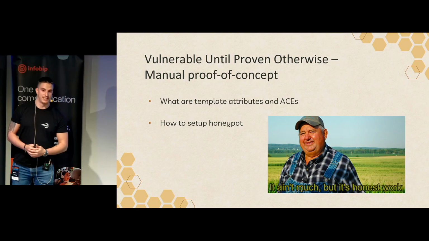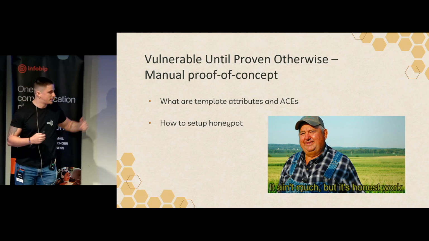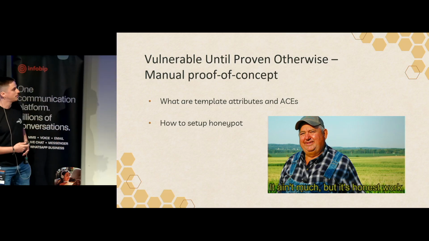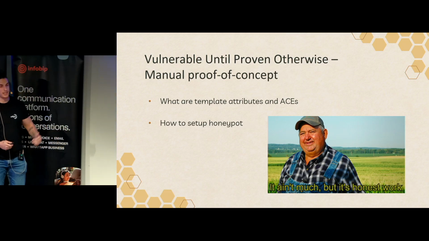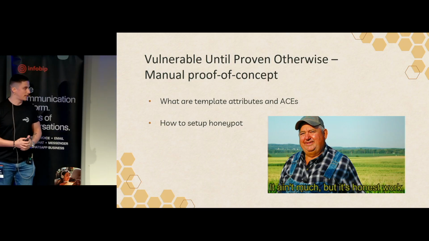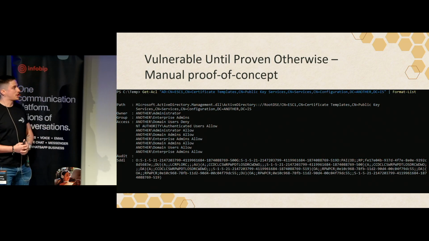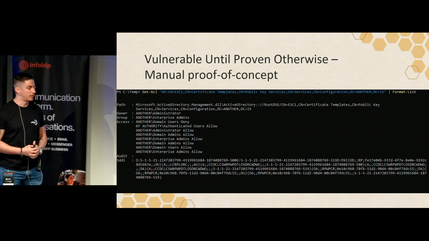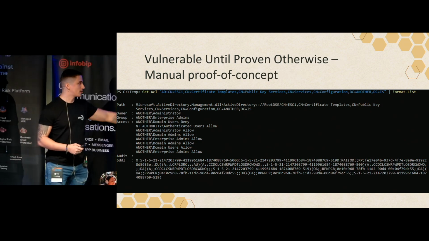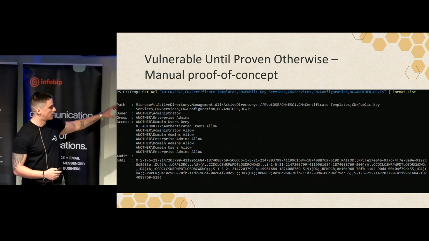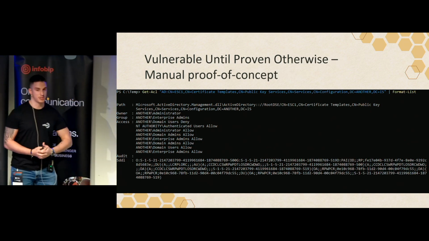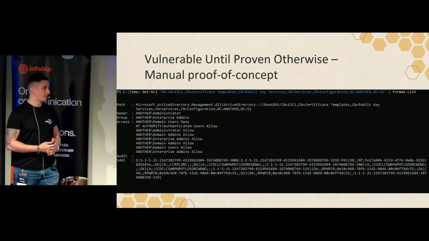So now I will tell you how we actually did this manually. What are templates, attributes, and their ACEs, access control entries? First, let's check on that ESC1 template we showed earlier in the example. We can see this is an object. These are its users and security descriptors on this object. It's actually quite easy to understand.